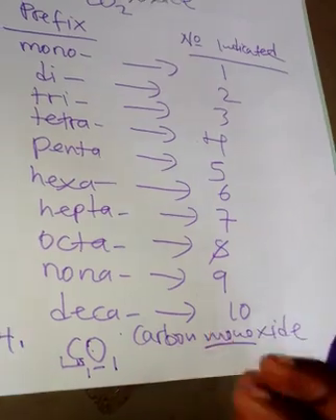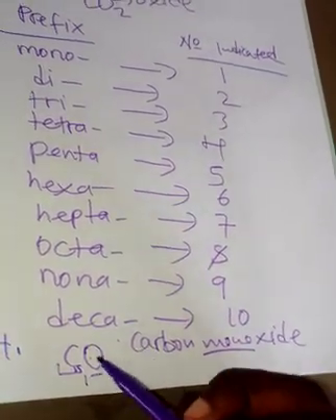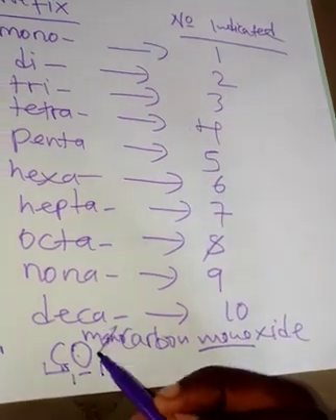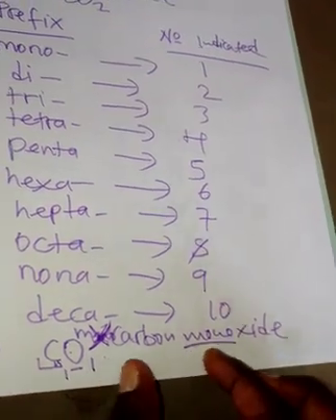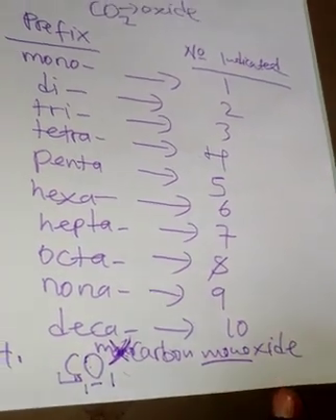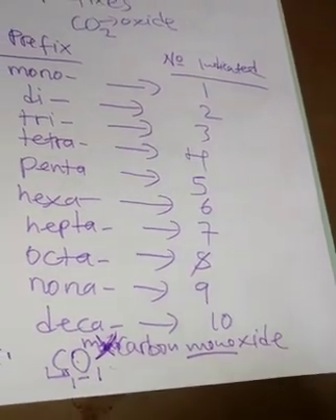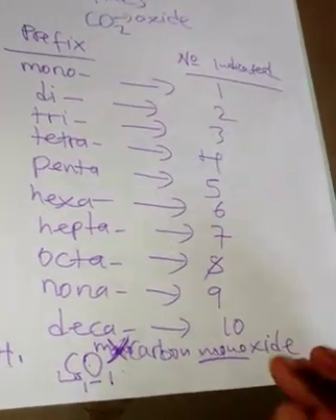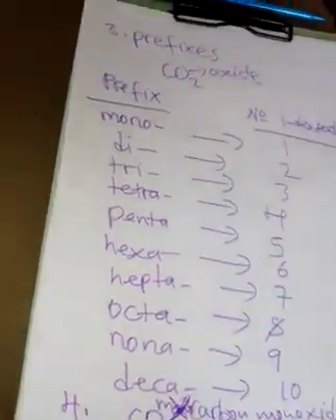For the first element, you never use mono unless it's 2 or more, and that's when you use di. So you don't say monocarbon monoxide; that's against the rules. Just say carbon monoxide. Unless we had 2 carbon atoms there, I would have said dicarbon monoxide. That is very important to take note of. For the second element, you can use prefixes starting from mono all the way up.